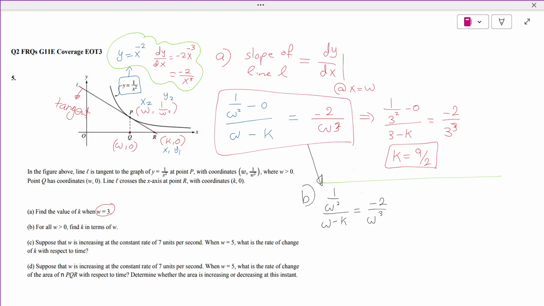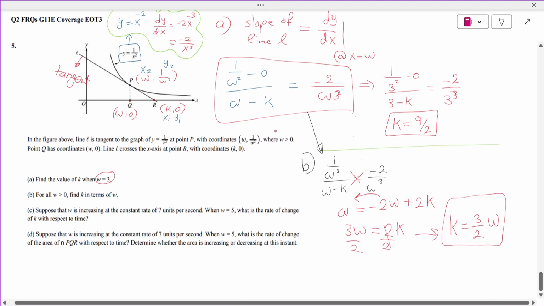Okay, so now we are going to isolate k by using the cross multiplication. 1 over w squared times w cubed is just w, equals minus 2 times w, it's minus 2w. Minus 2 times minus k is plus 2k. Get this to the other side, w plus 2w will be 3w equals 2k, divide by 2, divide by 2. Sorry, we are isolating k, not w. You should get k equals 3 over 2 w. This is the value of k in terms of w.